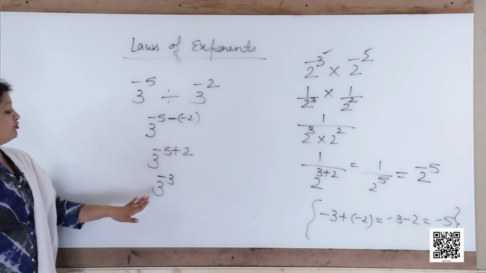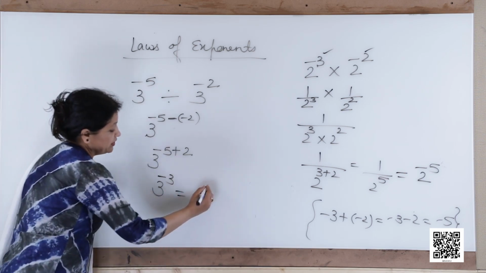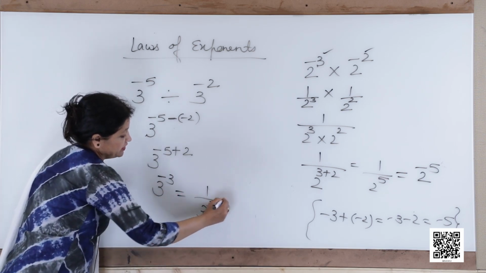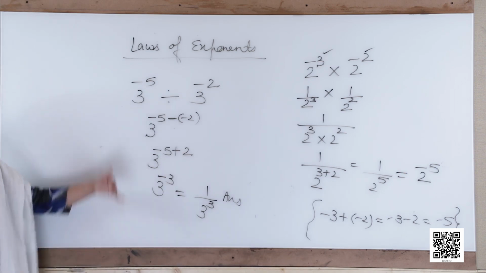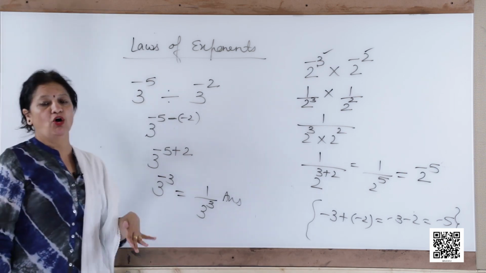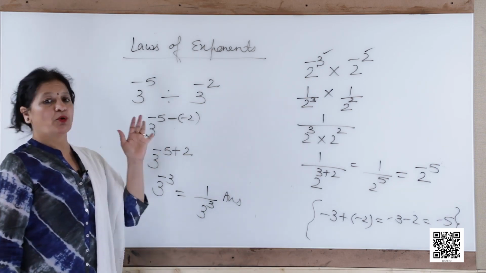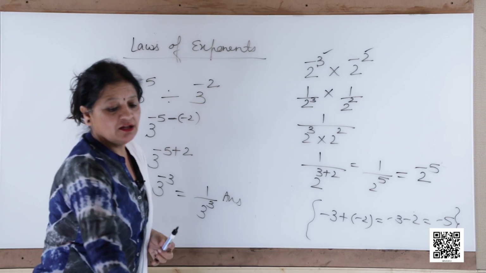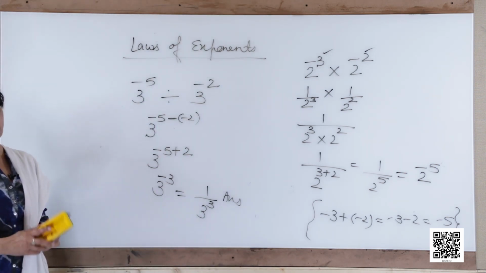So the answer is 3 raised to the power minus 3, or you can write it as 1 by 3 raised to the power 3. That is your answer. It means we need to apply all the same laws which you have done in your 7th class with positive powers. Now in this class we will do all these with negative powers.